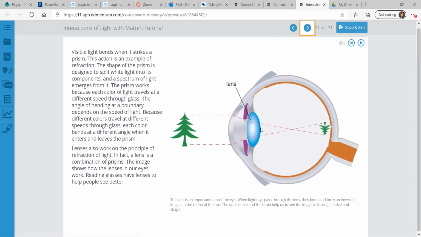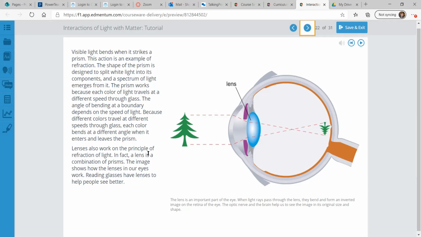Visible light bends when it strikes a prism. This action is an example of refraction. You're refracting all of the colors within that visible light. The shape of the prism is designed to split white light into its components, so you can see the whole spectrum. The prism works because each color of light travels at a different speed through the glass. The angle of bending at a boundary depends on the speed of light. Because different colors travel at different speeds through glass, each color bends at a different angle when it enters and leaves the prism.